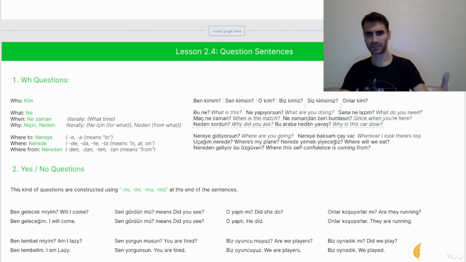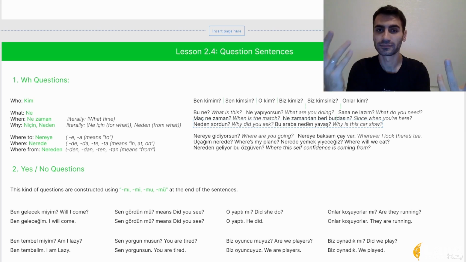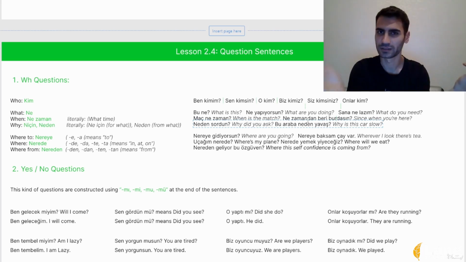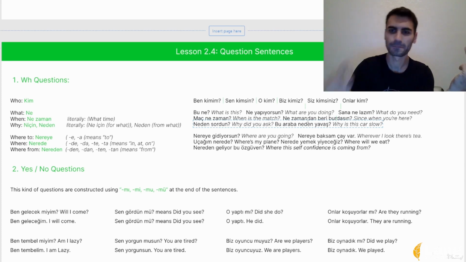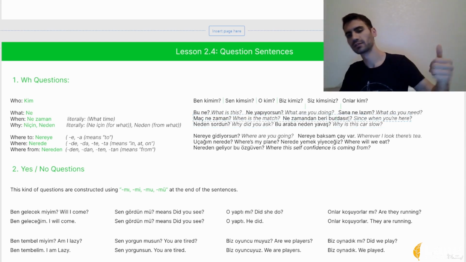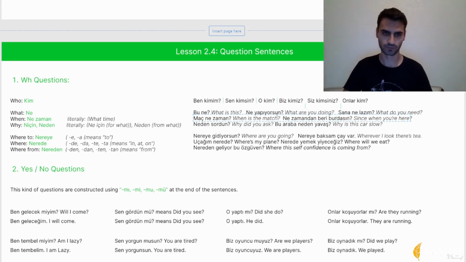If you say bu araba neden yavaş? Why is this car slow? Like you are asking why. But if you are asking neden bu araba yavaş? If you say neden in the beginning of the sentence, you are asking like why is this car especially slow? Why are not other cars? But it doesn't matter. In conversation, you can ask both of them in both ways.